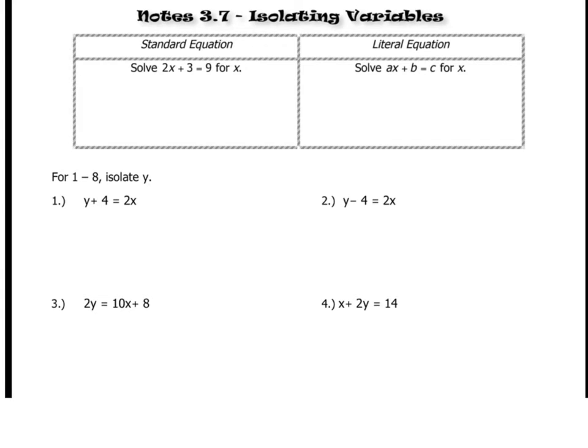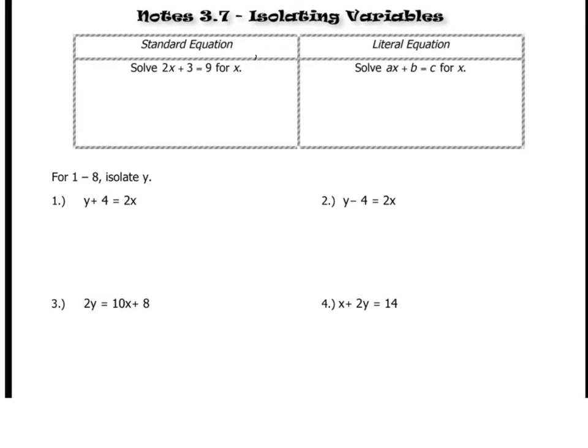All right, this is our last lesson for Unit 3. There are two equations that you see at the top. One is a standard equation, one is a literal equation. You'll notice the difference between the two is the equation on the left has numbers in place of a, b, and c, and the equation on the right has a, b, and c in there. So the literal equation can be used no matter what number that you choose to put in place of a, b, or c.